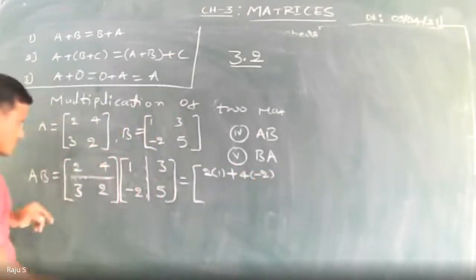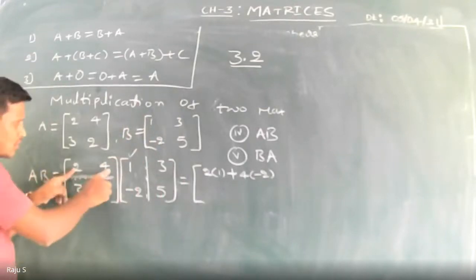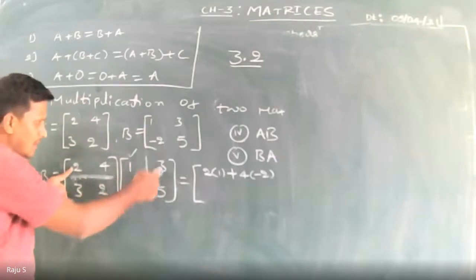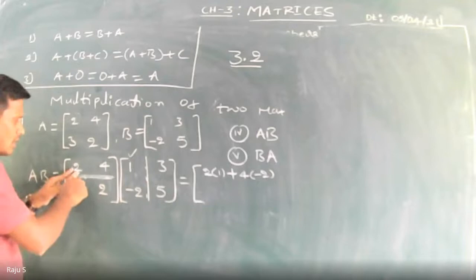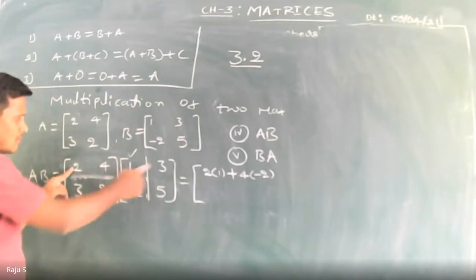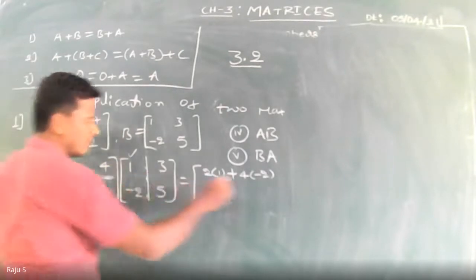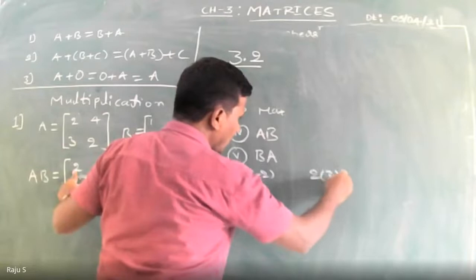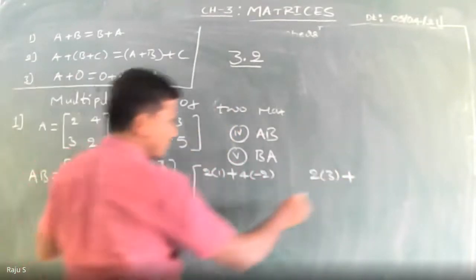4 into minus 2. So first row, first column completed. Now using the first row, multiply to the second column. First, what can you do? Take the first row, multiply to the first column, take the first row, multiply to the second column. The second column is 2 into 3 plus 4 into 5.